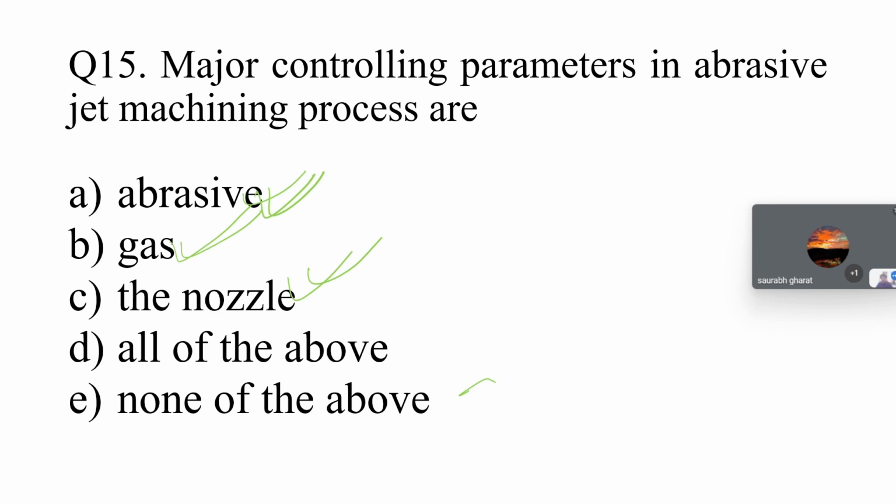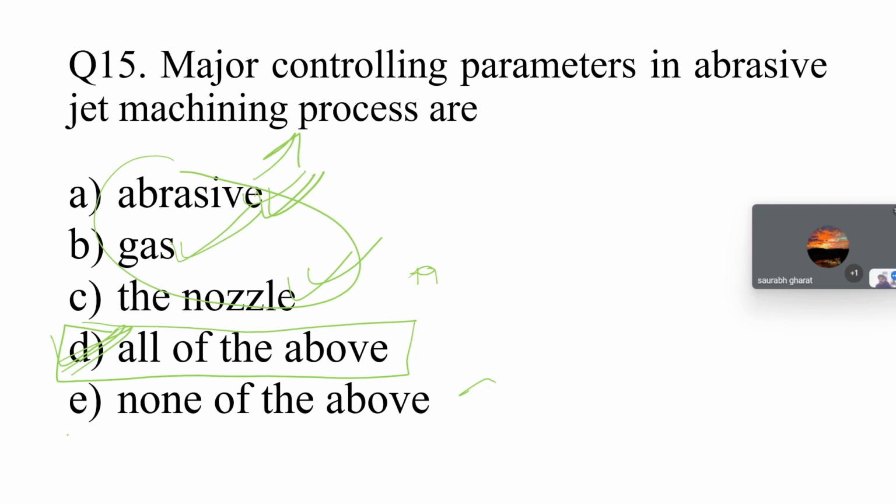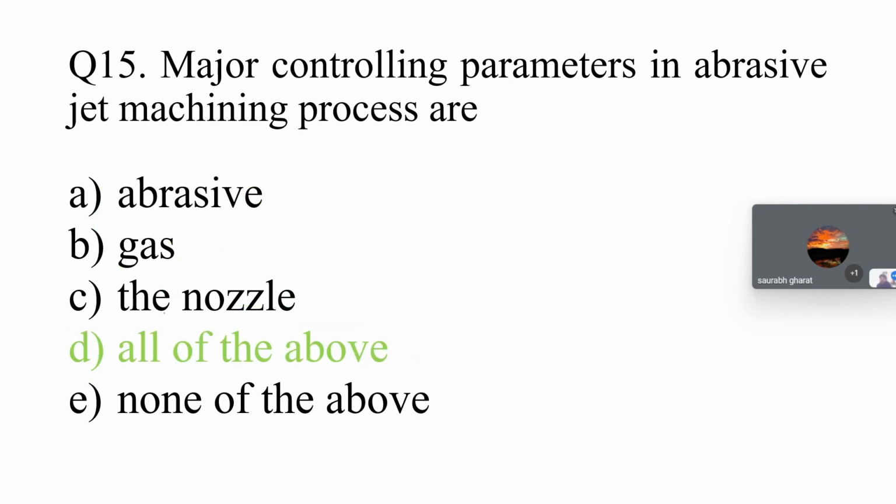Okay, and the abrasive is important. We are using an air jet, so gas is important, and the nozzle is again important to fix the diameter that it should have. Okay, so all of these will be the correct answer, because all of this will actually matter in this process. So all of the above will be the correct answer.